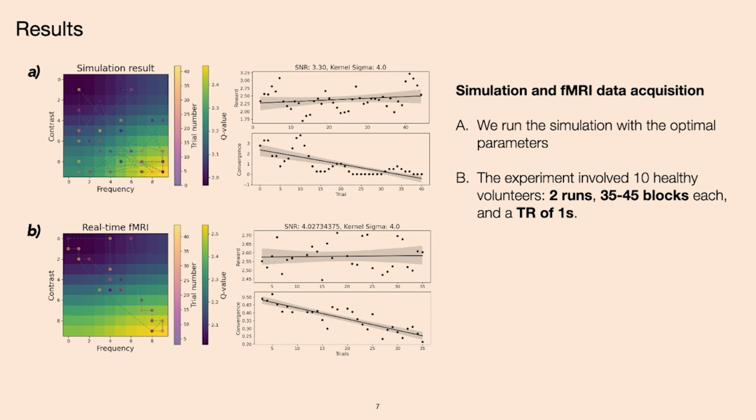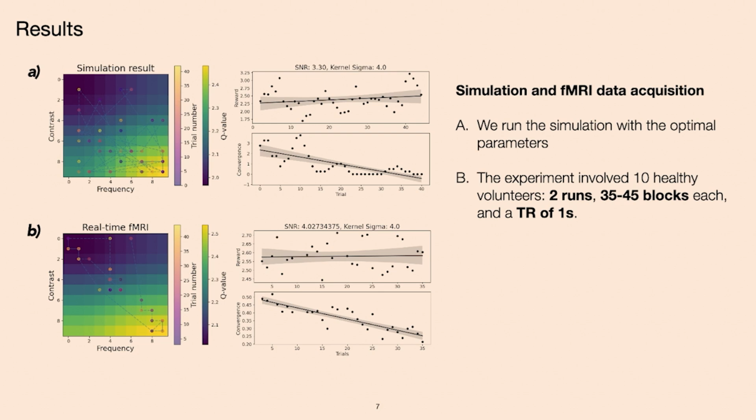We reran the simulation with the optimal parameters and also scanned with the optimal parameters 10 healthy volunteers for 2 runs each and 35 to 45 blocks each with a TR of 1 second. So each scan is very, very short. It's around 10 minutes. And you see the results first on the matrices. In the matrices you see the Q table with the average steps walked by the reinforcement learner in order to find the right combination of contrast and frequency.